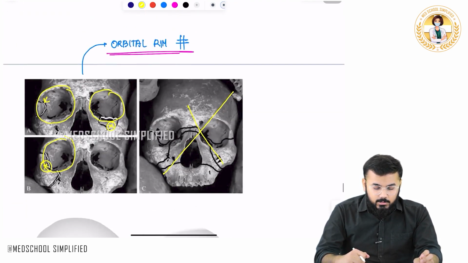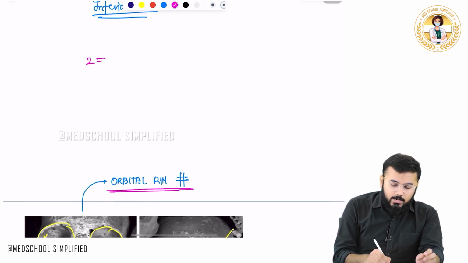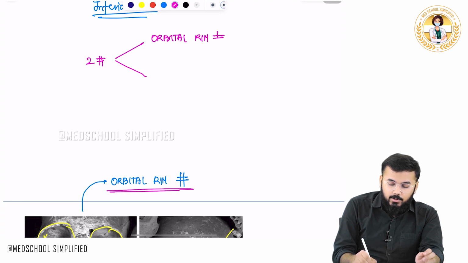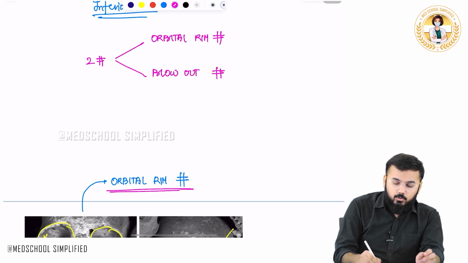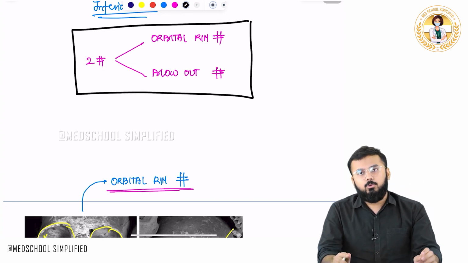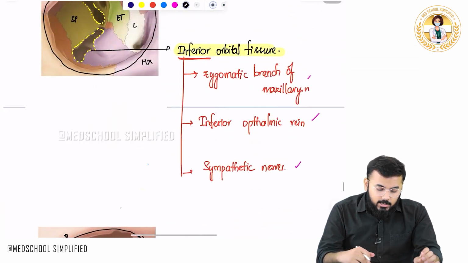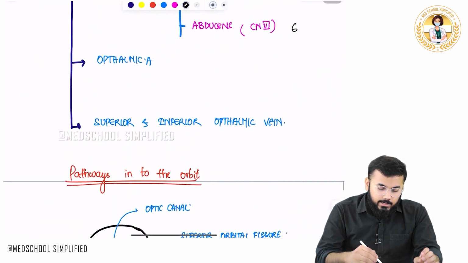Another fracture which we discussed was orbital rim fracture. So there are mainly two fractures which you have to know. One is called the orbital rim fracture. Another one is called your blowout fracture. So there are two fractures, orbital rim as well as the blowout fracture. These are the two fractures which you basically see in a patient. Okay, so let us just revise the things which we have just discussed right here, guys.